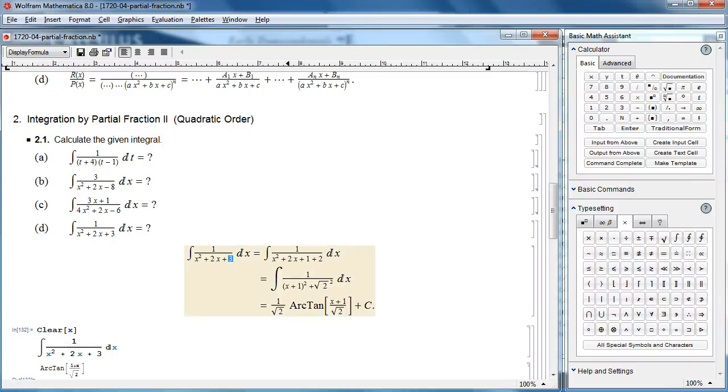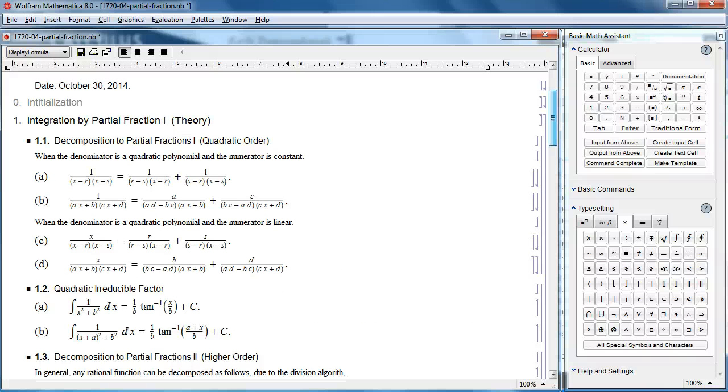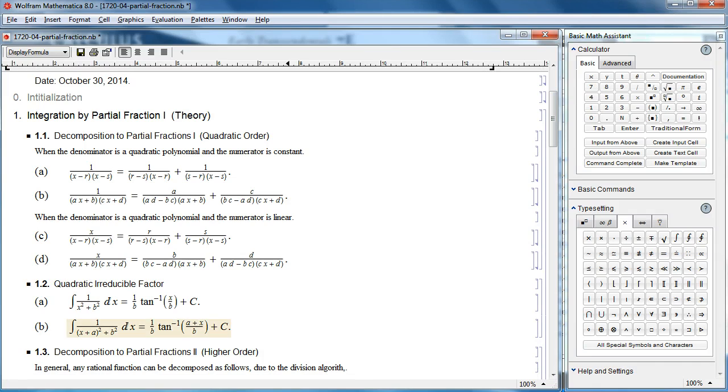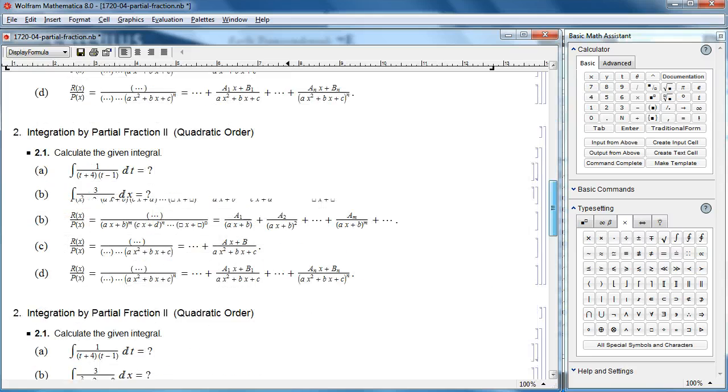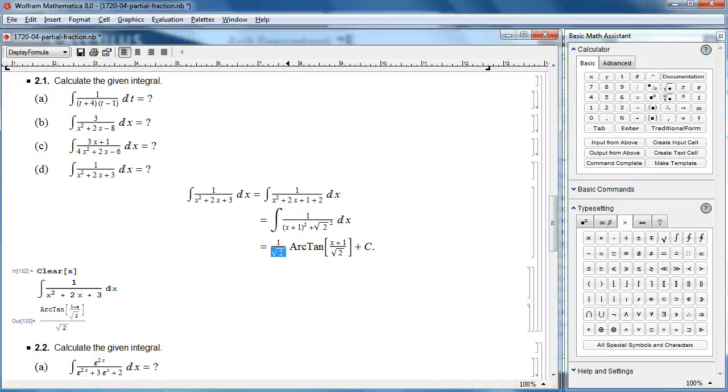So let's decompose this 3 into 1 plus 2, and then the left hand side, x squared plus 2x plus 1 is a complete square, so we have x plus 1 total quantity squared, and this 2 is nothing more than square root of 2 squared, so we can use the previous formula there, 1.2b. So b value there is square root of 2, so we have square root of 2 here and square root of 2 there. And we can verify that with Mathematica, and then we have arctangent, and okay.